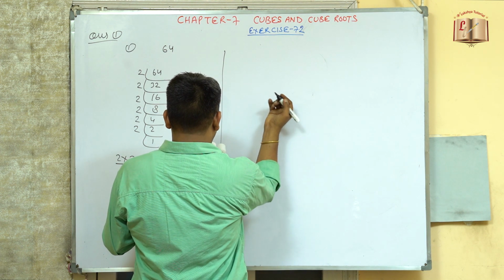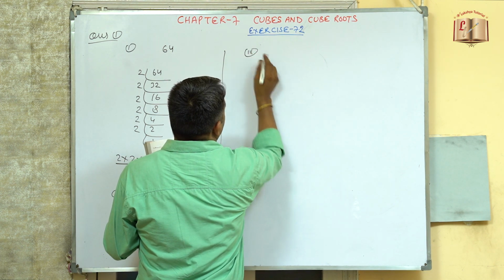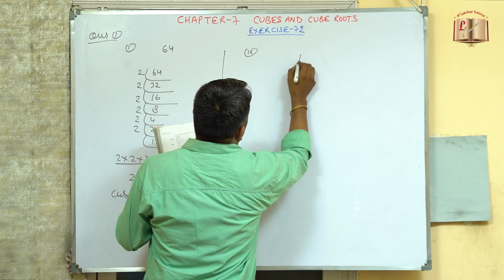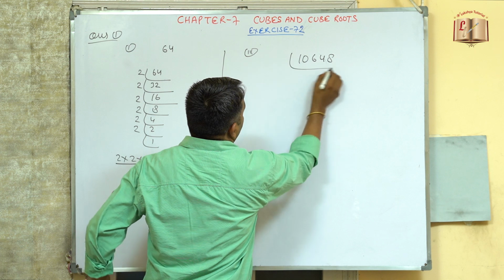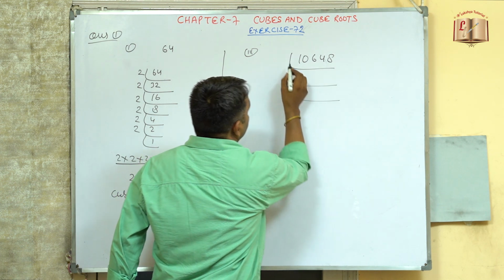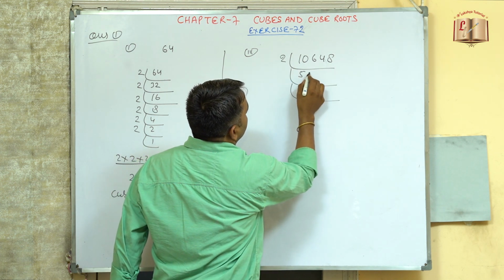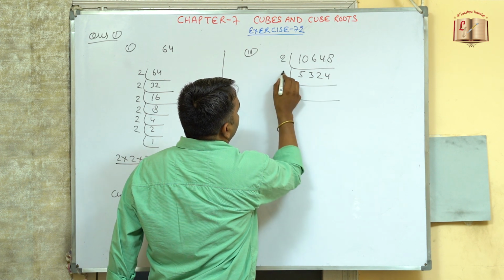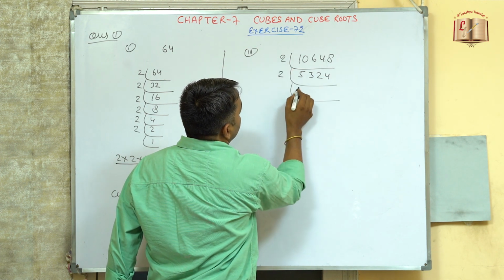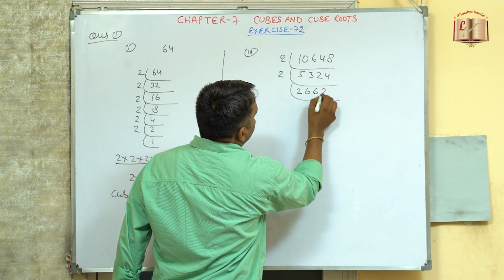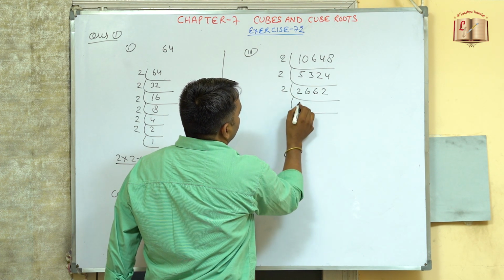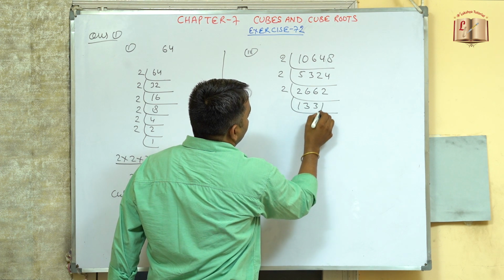Suppose now we will take up a bigger part. Suppose we go to the third one. So it is a bigger number. The second one is the easier one. 6, 4, 8. So again we will find out the factors for this. 2 times, then 2 times, then 2 times, 2 times again, 1 3 3 1.